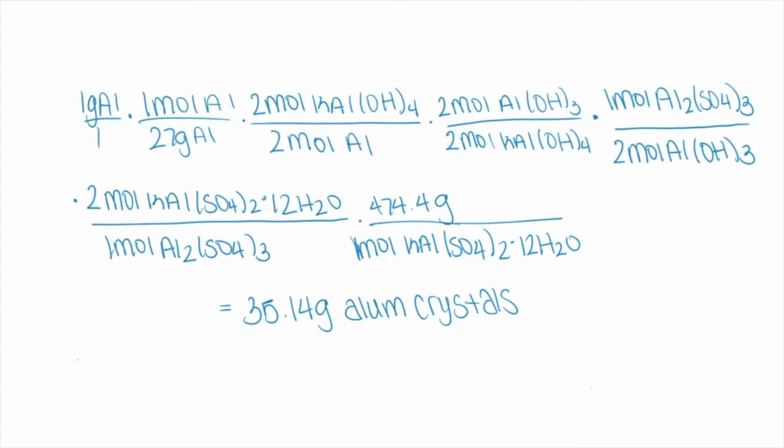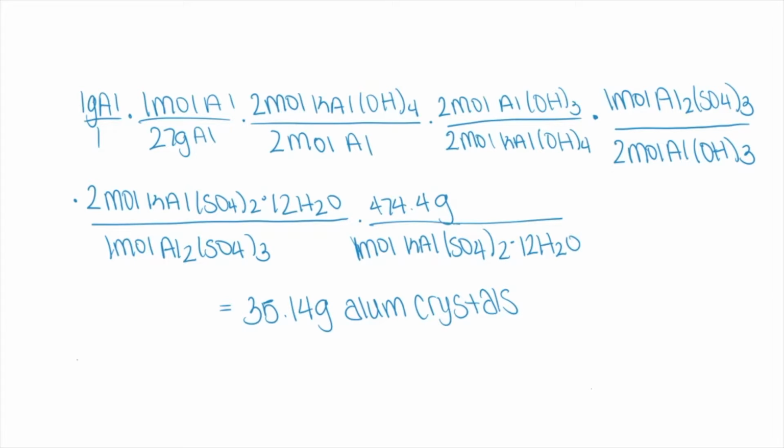And then since this is a product in the first reaction, but a reactant in the second reaction, you can again use stoichiometry to convert it to Al(OH)3. And then using the same logic, you can convert the Al(OH)3 to Al2(SO4)3, and then do the same process again to convert the Al2(SO4)3 to moles of KAl(SO4)2 times 12H2O, or the alum crystals.